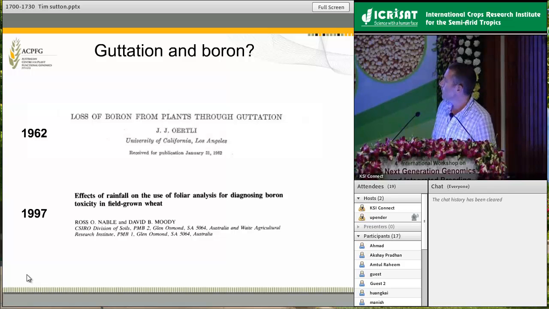This is work from the early 60s. If you put a boron-tolerant genotype into a hydroponic solution containing boron, very rapidly the boron concentration in that droplet at the end of the leaf is higher in concentration in boron than the concentration of the solution that it's growing in. And so there's some process there that could be involved in the removal of boron through that mechanism through the leaves as well.